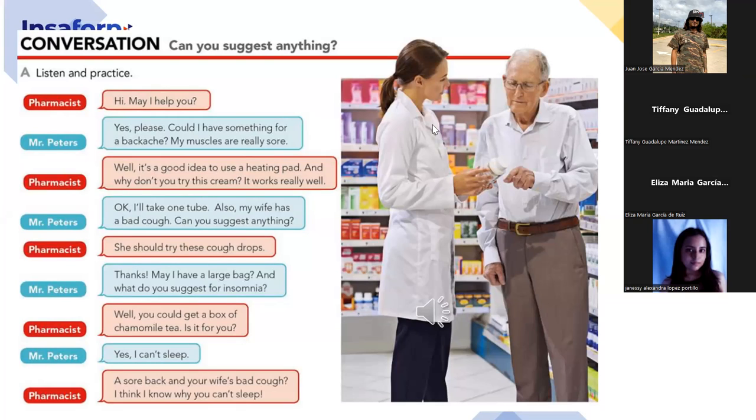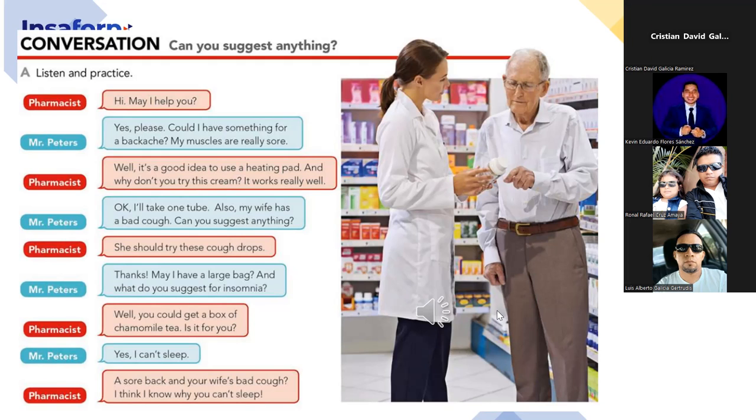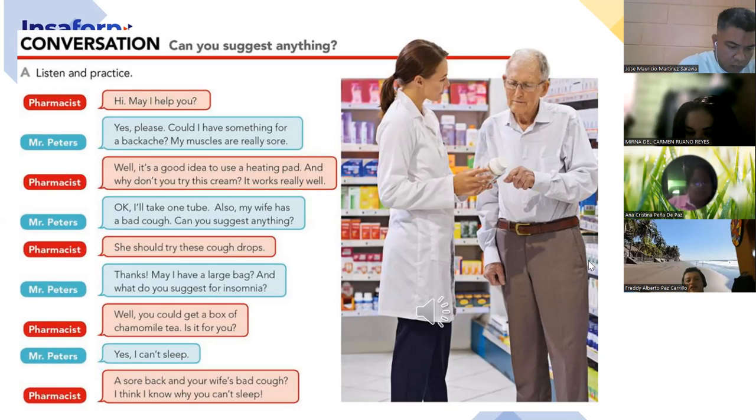Hi, may I help you? Yes. Please, could I have something for a backache? My muscles are really sore. Well, it's a good idea to use a heating pad. And why don't you try this cream? It's worked really well. Okay, I'll take one too. Also, my wife has a bad cold. Can you suggest anything? She should try these cough drops. Thanks. I'll take a large bag. And what do you suggest for insomnia? Well, you could get a box of chamomile tea. Is it for you? Yes, so I can sleep.